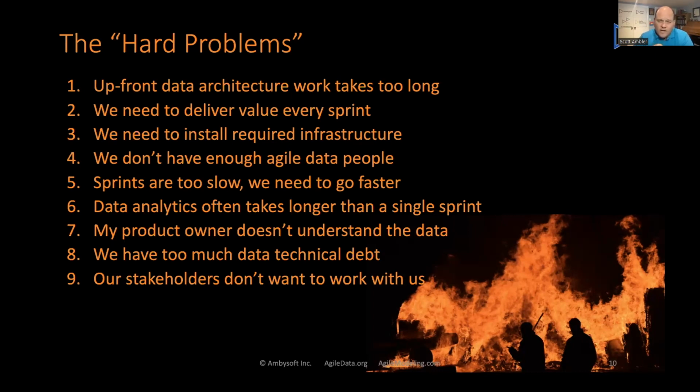It's hard to find Agile data people. I'll talk about how to address that. There's no easy answer there. And we also have the issue, which goes against number 2, that our sprints are too slow. We need to go faster. Many teams are already struggling to deliver every 2 weeks, and delivering every 2 weeks is too darn slow for many of our business stakeholders. I'll talk about what I mean in a bit.